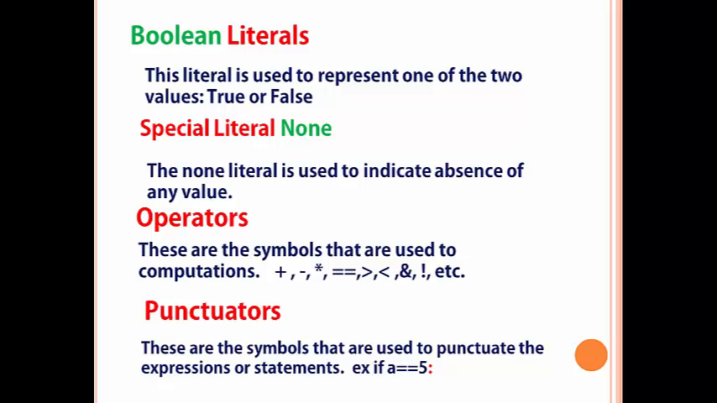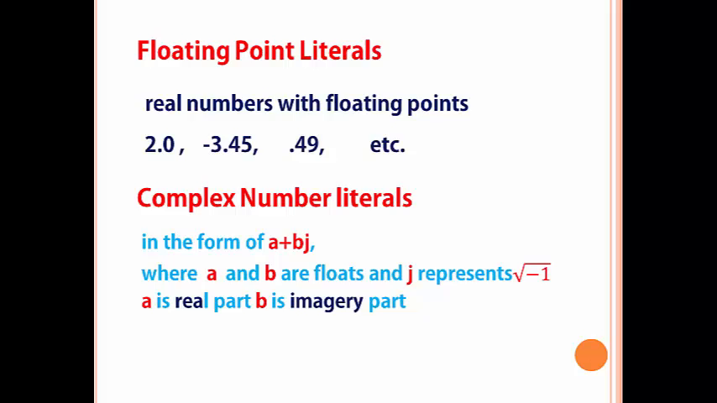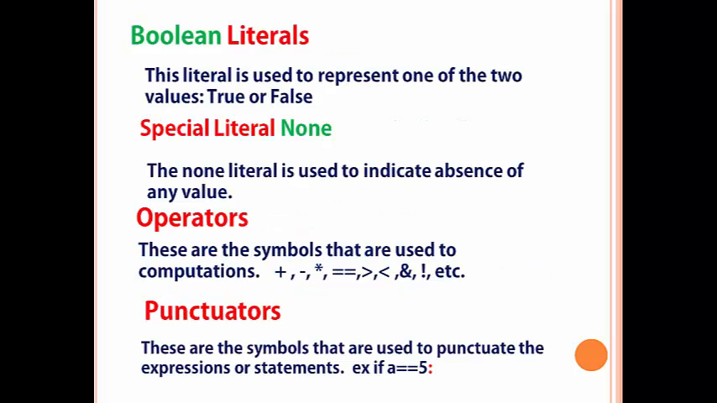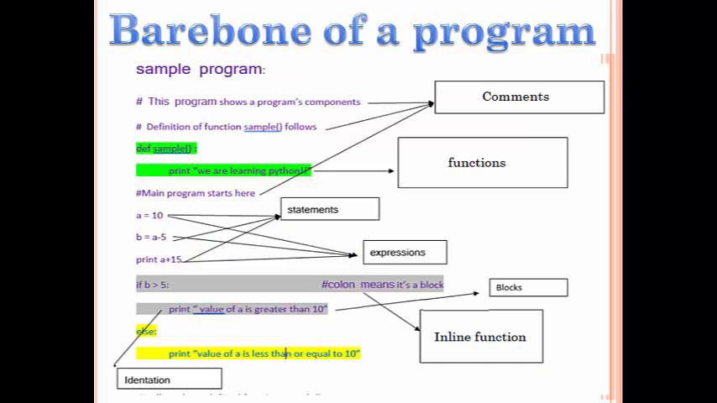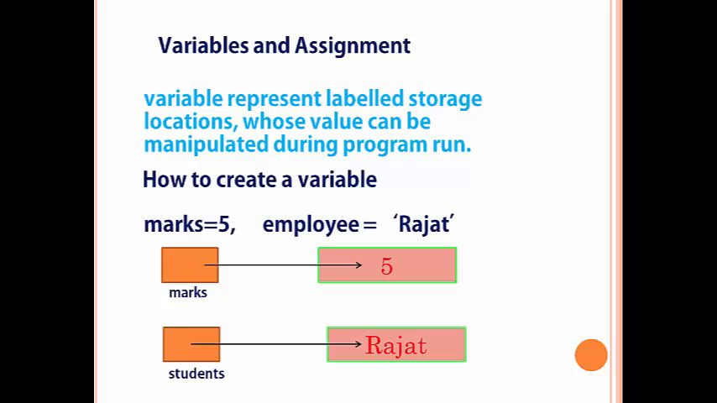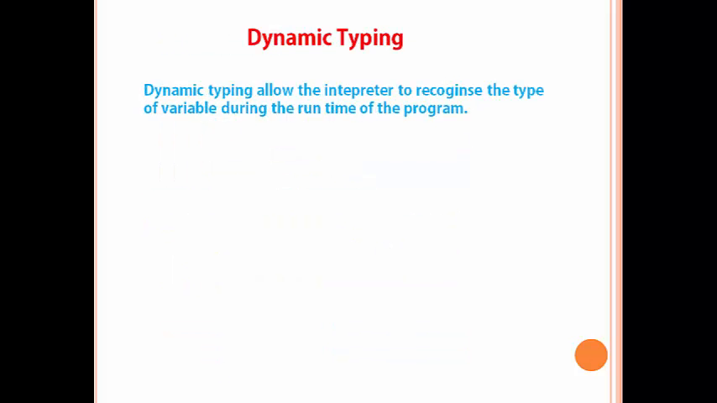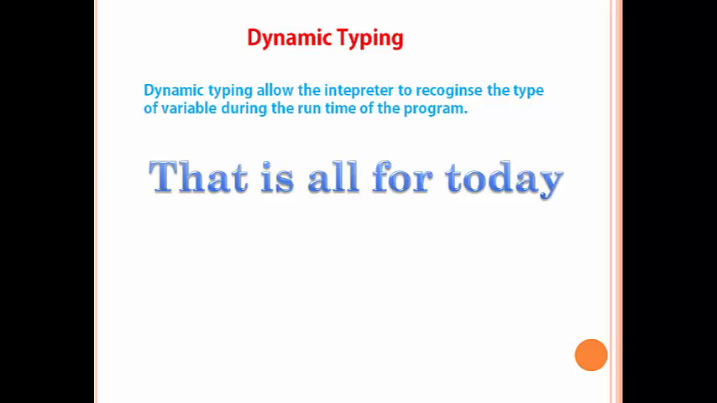Operators are symbols that make calculations possible, and punctuators are used to punctuate. Variables and assignment are also covered. Dynamic typing allows the interpreter to recognize the type of a variable during the runtime of the program. So that is for today, and we'll continue in the next lecture. Thank you.